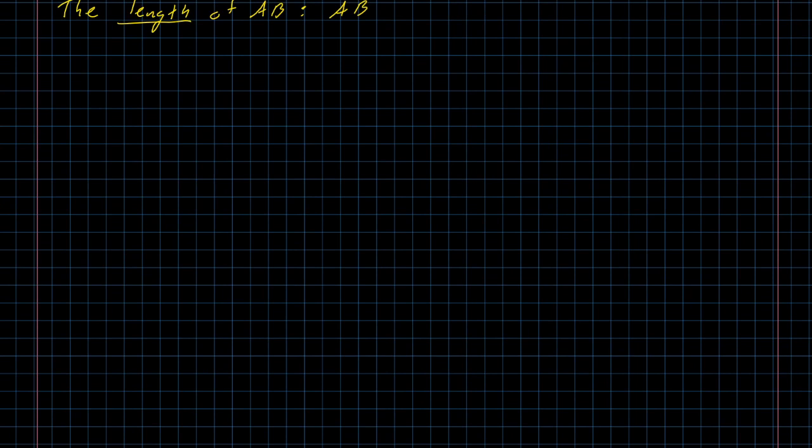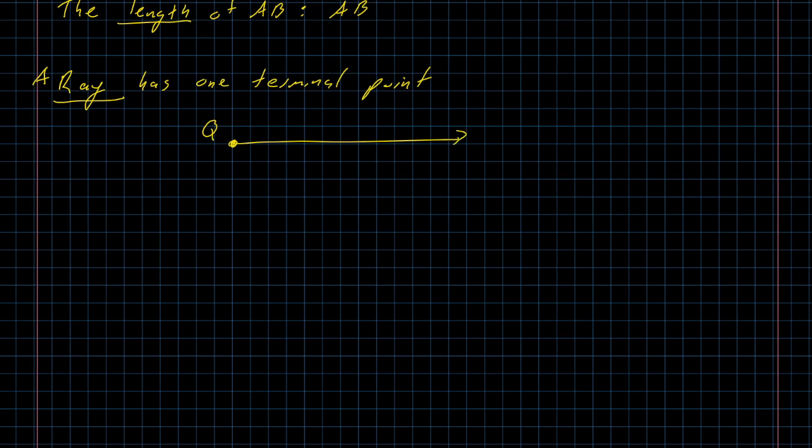So that gives us lines. One last kind of thing related to lines is a ray, which has one terminal point. Let's go ahead and call that Q, and then extends outward indefinitely. And if you can find some point to give the direction in which it goes, we can talk about QP as a ray.